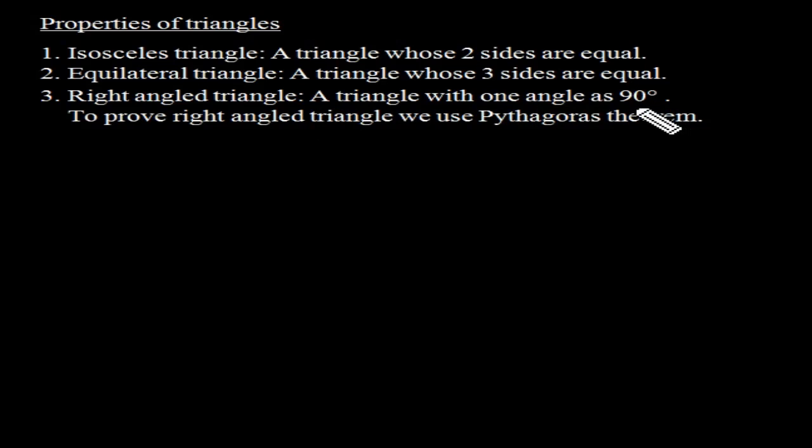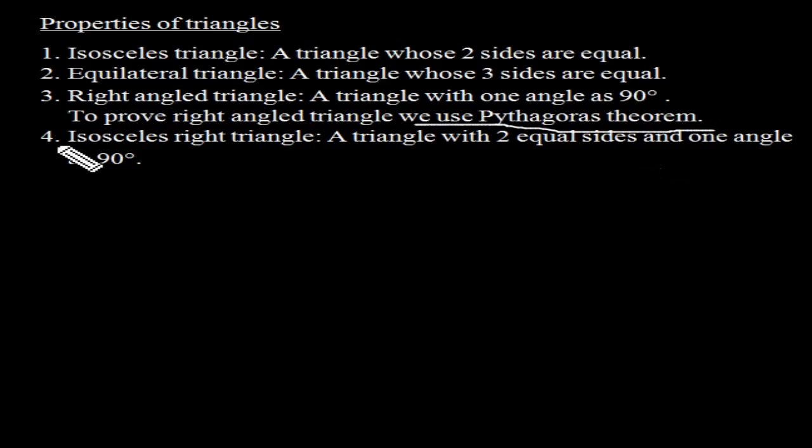Since we are going to use the distance formula, we cannot find the angle straight away using distance. So for that, we are going to use the Pythagoras theorem. Property number 4 is the isosceles right triangle: a triangle with two equal sides and one angle as 90 degrees. It should be an isosceles triangle as well as a right angled triangle.